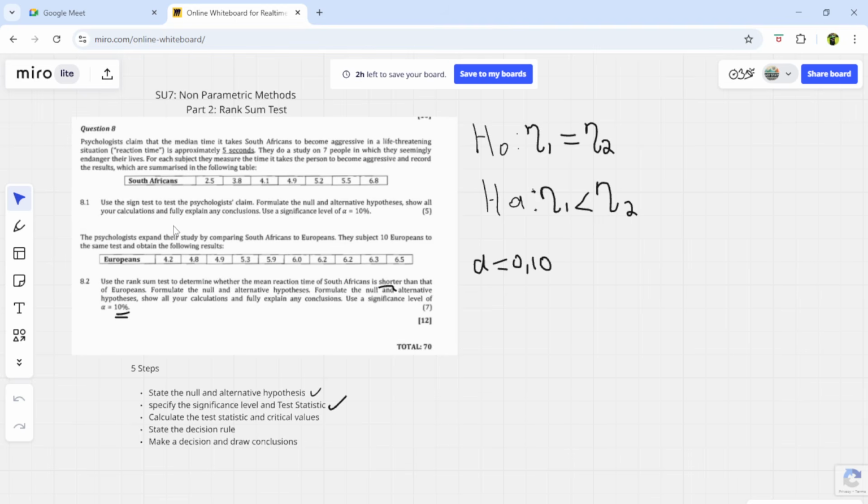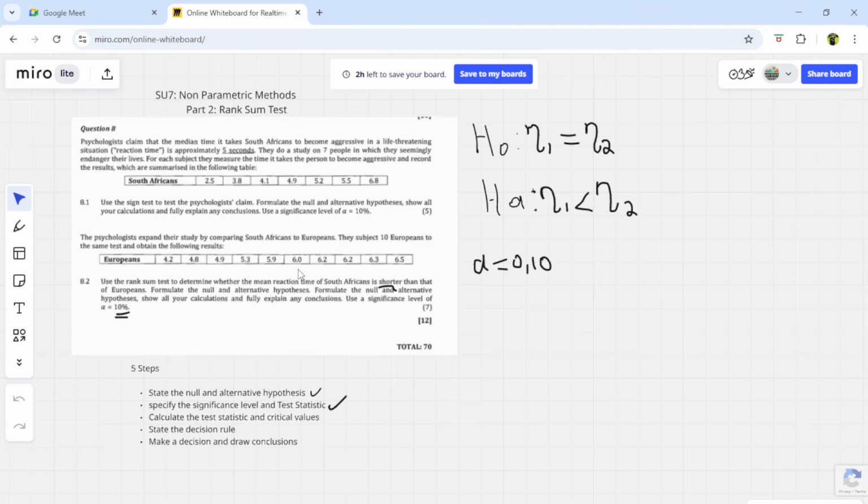So they will give you two populations all the time. In most cases, the first sample is going to be the smaller one and the second one is going to be the bigger one. As you can see, here's 1, 2, 3, 4, 5, 6, 7, and here's 1, 2, 3, 4, 5, 6, 7, 8, 9, 10. So this is 7, this is 10. In most cases, it's going to be like that.